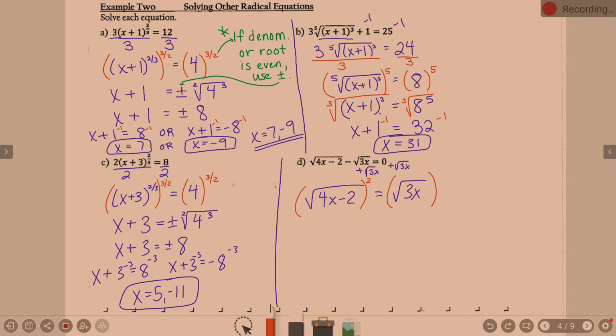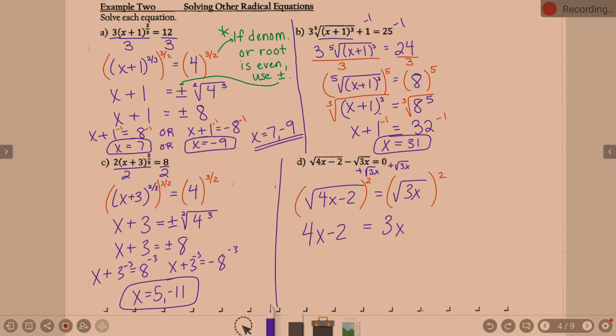What I do to the left, you do to the right. What happens when you square the square root of 4x minus 2? It's 4x minus 2. What happens when you square the square root of 3x? 3x. Now you have another middle school equation, although a little bit more difficult than the others we were doing, right? I don't know, what do you guys do here? I would subtract the 4x. Then you have negative 2 and negative 1x, and then you just get 2.